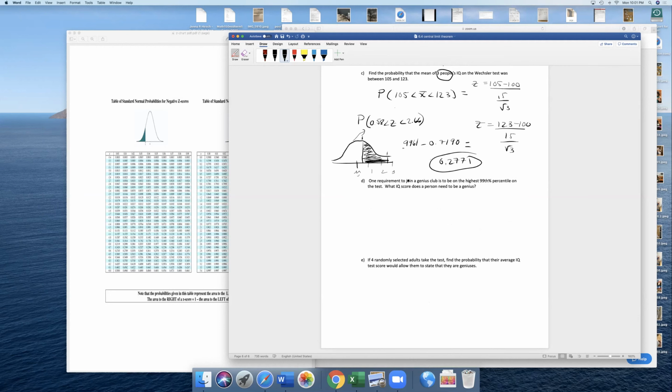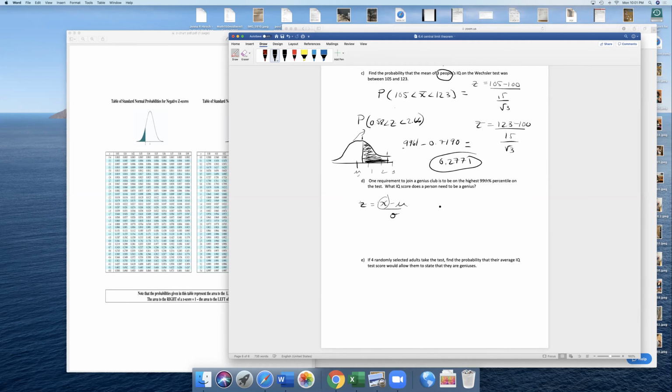So, okay, first of all, we're dealing with a single person. So we're dealing with this formula: Z is equal to X minus mu over sigma. And also notice what it's asking for. It's asking for the IQ score. So we have to figure out X.